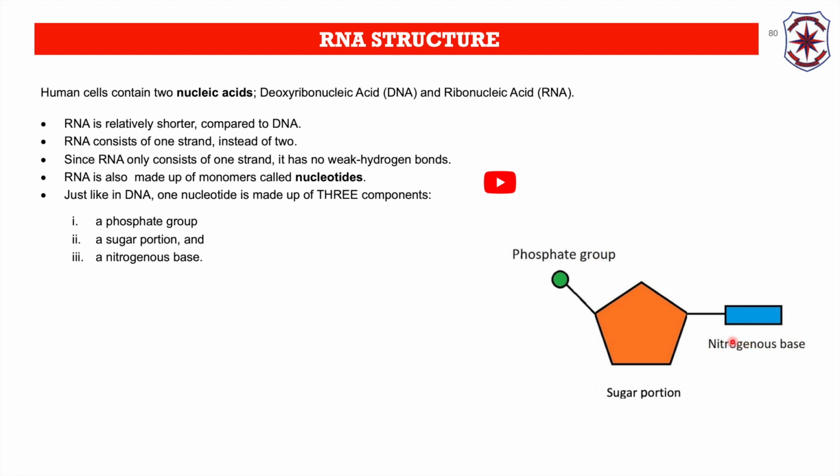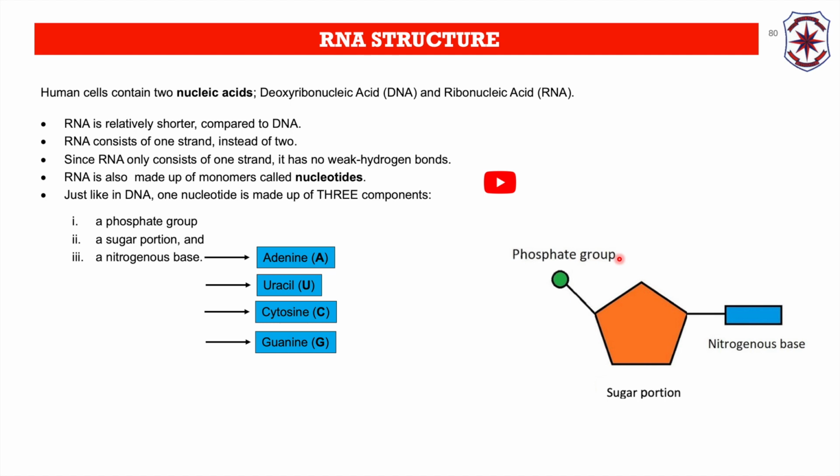So, in the portion that is for the nitrogenous base, an RNA nucleotide may contain the nitrogenous base adenine, uracil, cytosine, or guanine. Okay? Even though we have 4 different nitrogenous bases, one nucleotide only contains one nitrogenous base. So each nucleotide may only contain one nitrogenous base.